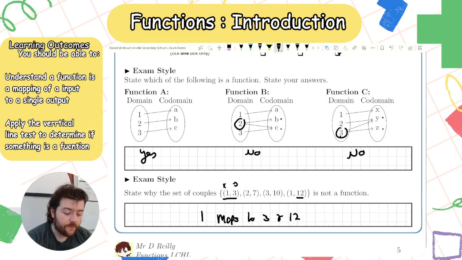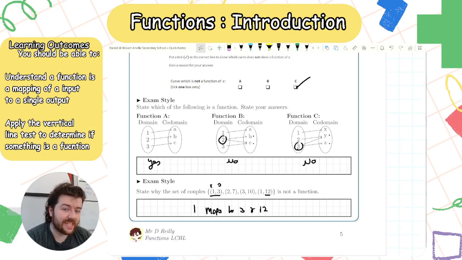So that is just a brief introduction to what a function is. In the next video, we're going to be looking over what the codomain, domain, and range of our functions are. So hopefully this video will help you guys.